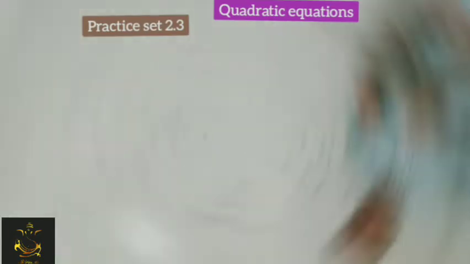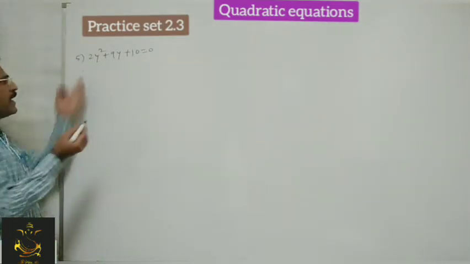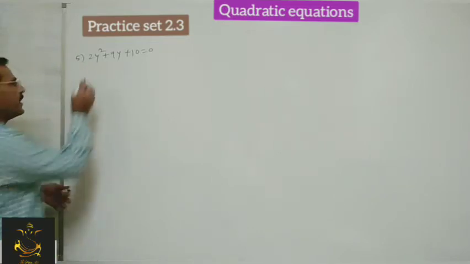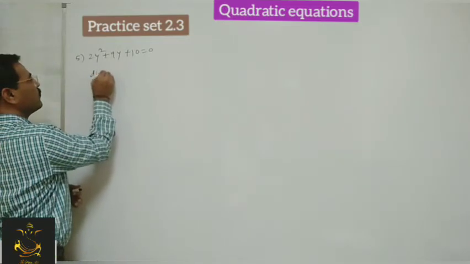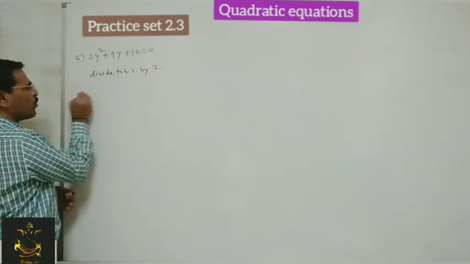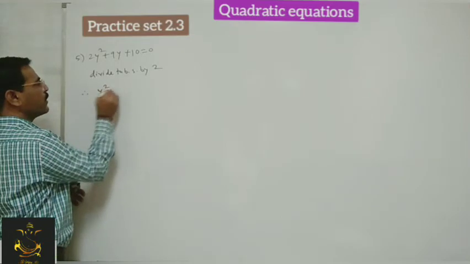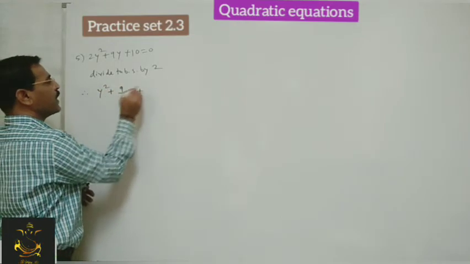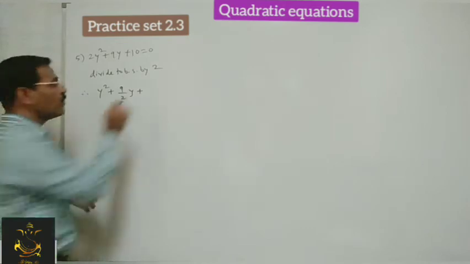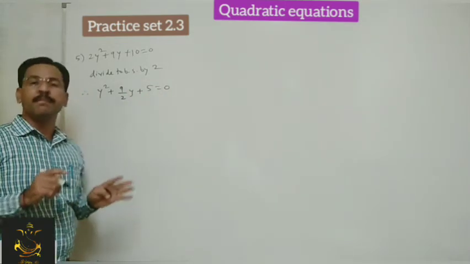Okay, friends? See, friends, this is the second last sum. Observe here. Again, 2 is there. What is the procedure? Divide both sides by 2. No problem, just try to simplify. It is very, very simple. So y square plus 9 upon 2y plus, tell me what? 10 upon 2, which is 5. Don't write 10 upon 2. If it is divisible, write in the simplest form.